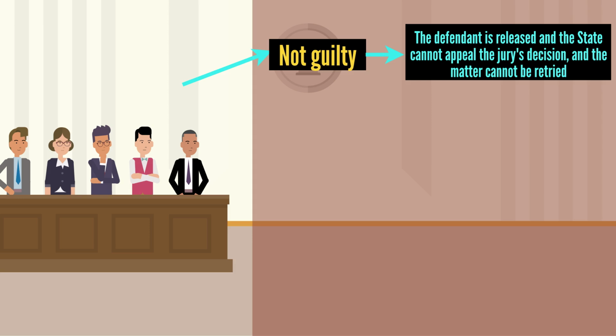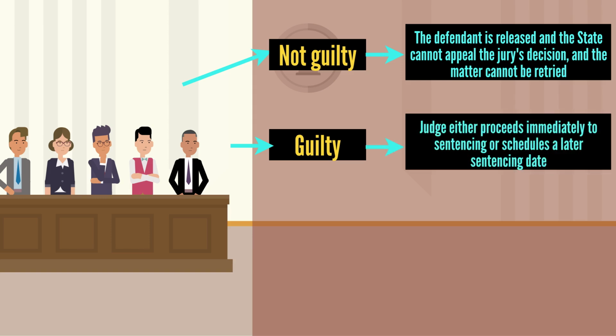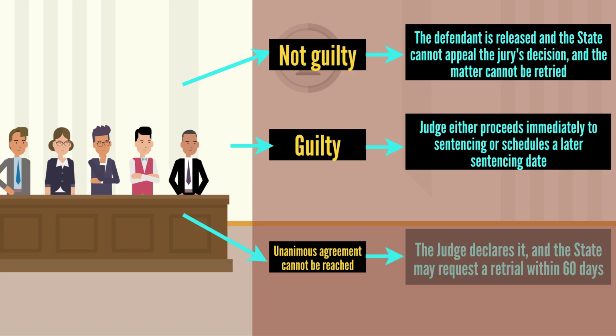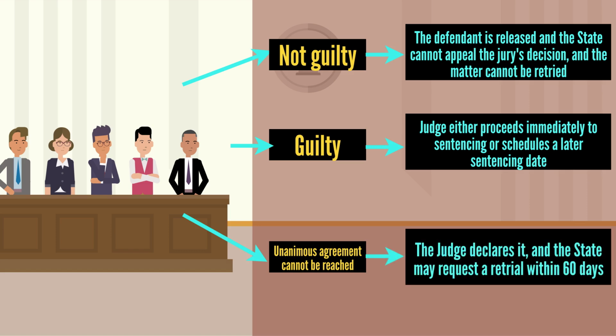On the other hand, if the jury delivers a guilty verdict, the judge either proceeds immediately to sentencing or schedules a later sentencing date. In the event of a hung jury, where unanimous agreement cannot be reached, the judge declares it and the state may request a retrial within 60 days.